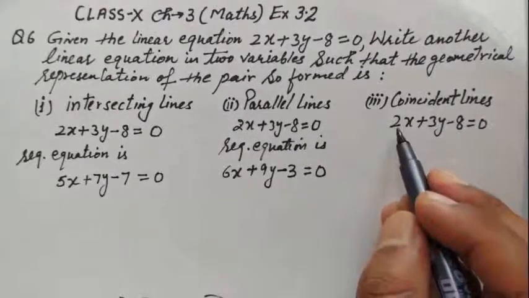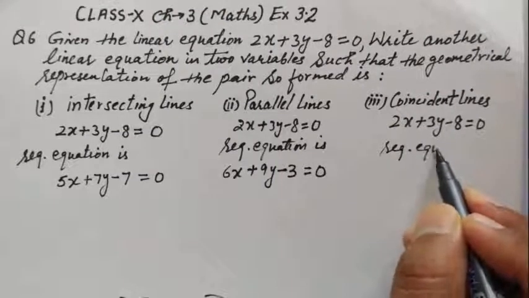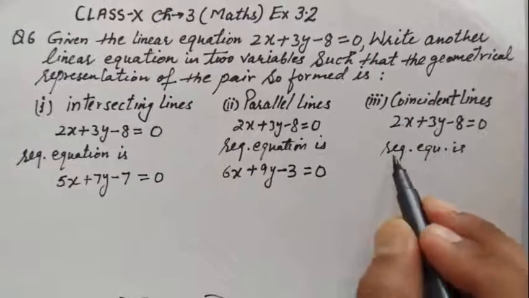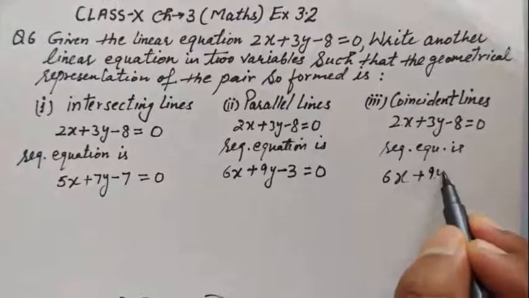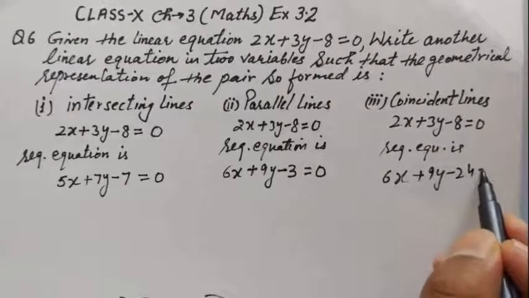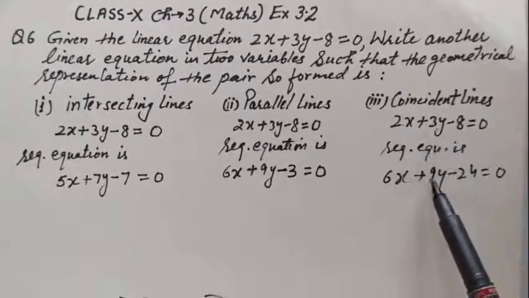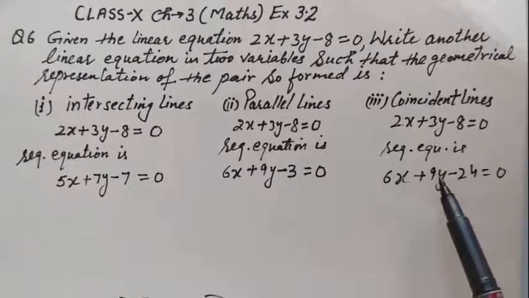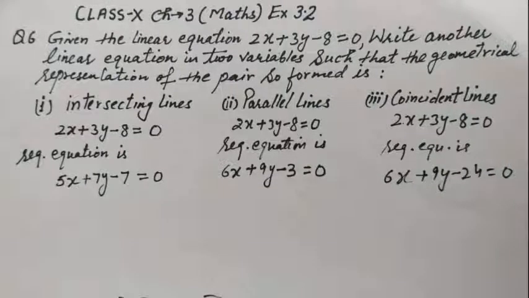So I am multiplying by 3, suppose. The required equation is 3 twos are 6, so 6x, here also with 3, 9y, and minus 24, equals 0. Now you can check: a1/a2 is 1/3, b1/b2 is 1/3, and c1/c2 is 1/3. So a1/a2 = b1/b2 = c1/c2, which means the lines are coincident. So there are many solutions for these lines.